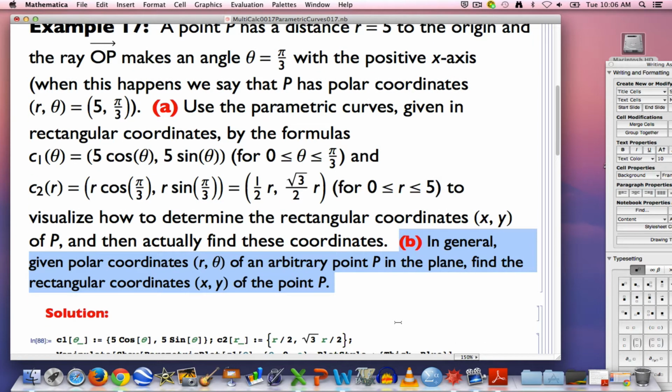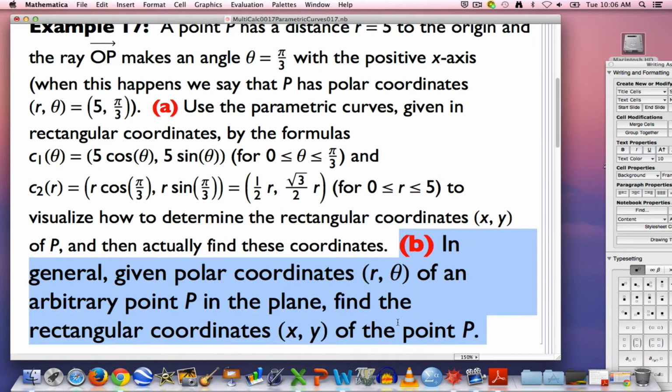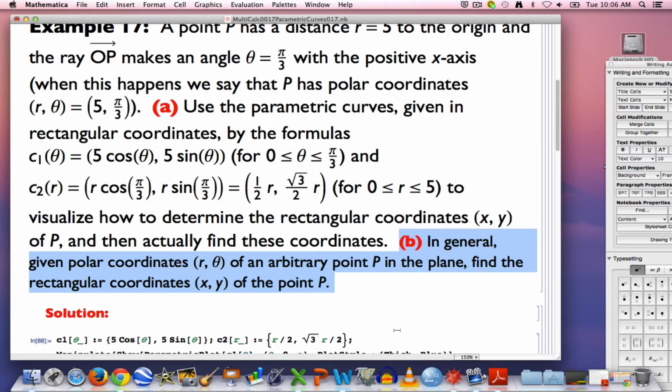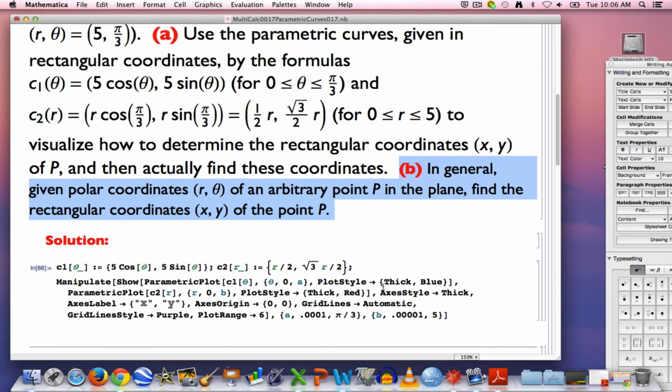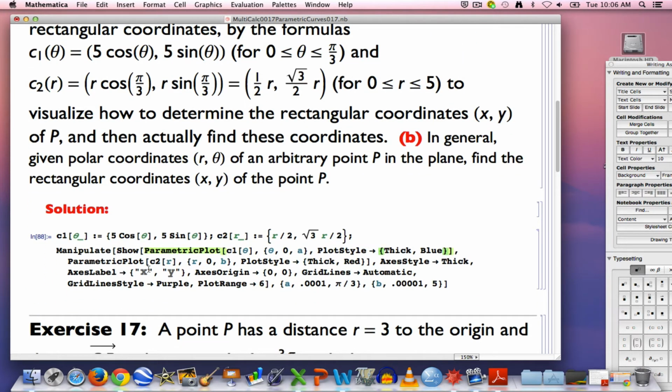I've got some Mathematica code plugged in here already. Alright, got some Mathematica code down here. I'll briefly review the Mathematica code, but you don't have to understand this to appreciate the main point of the video. C1 of theta is right there, that's the formula. C2 of r is right here. I'm entering the functions when I do this.